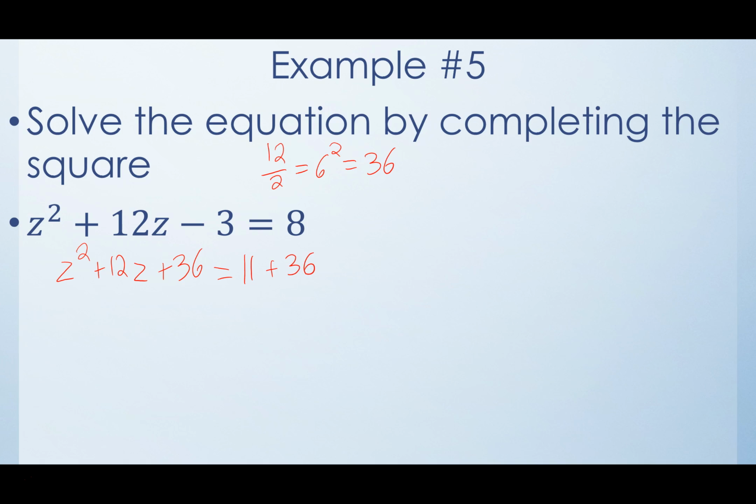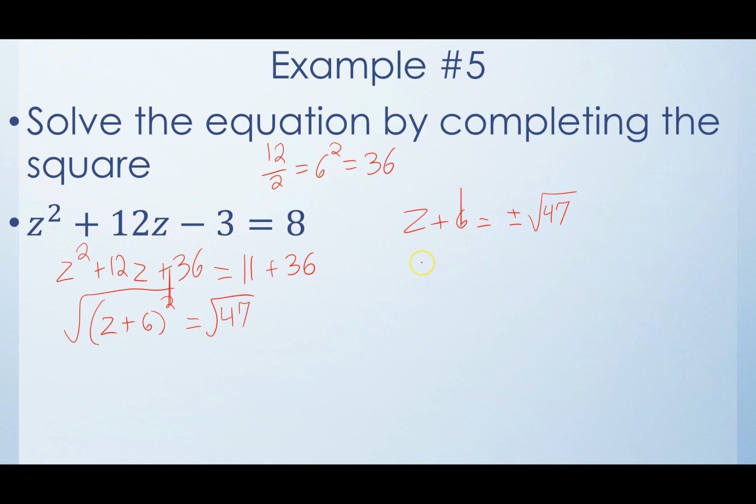So, the left side is now in the perfect square form, so it'll be z plus 6 squared, and then equals 47. Because we squared the expression, we have to square root to get rid of it. So we get z plus 6 equals plus or minus the square root of 47. Now, 47 is not a perfect square, and 47 itself is also prime, so there's nothing we can do with that. It's just simply square root of 47.